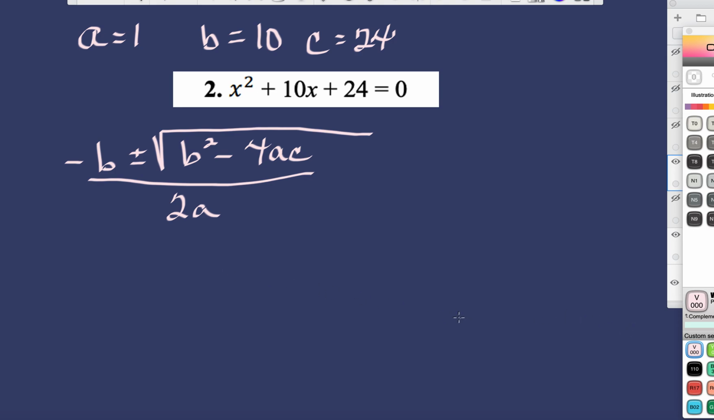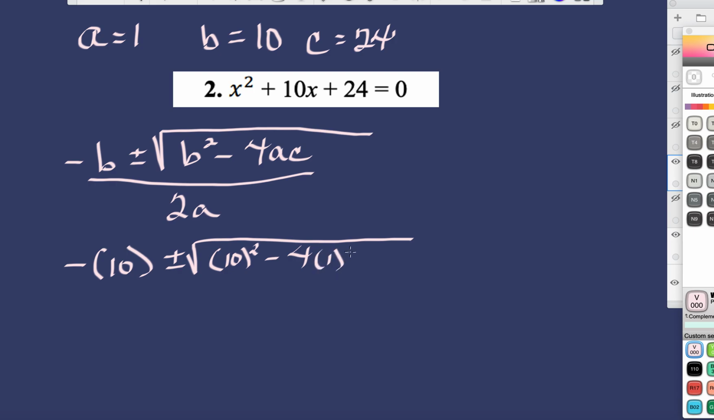Negative b, and I guess I should have used different colors, but it's okay. Negative 10 plus or minus the square root of 10 squared minus 4 times 1 times 24, because a is 1 and c is 24. And all of this is divided by 2 times 1.